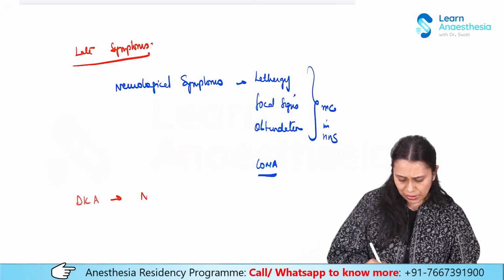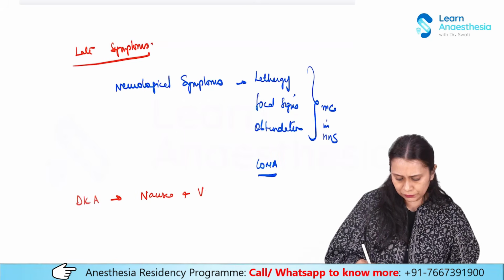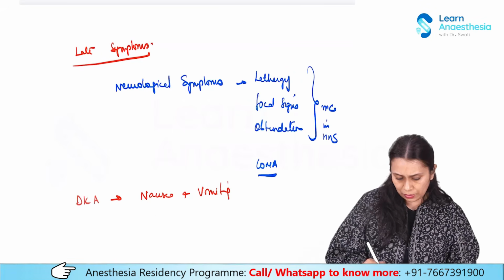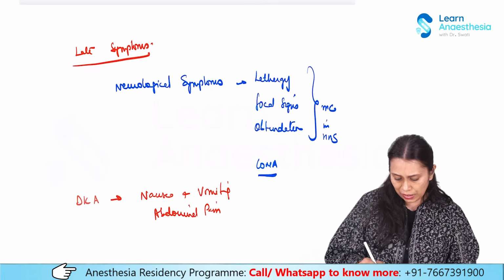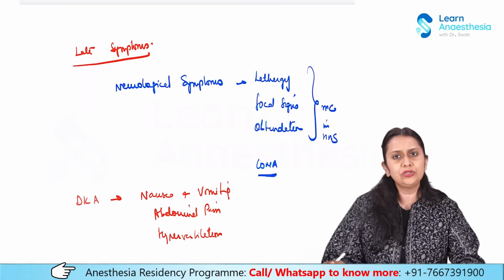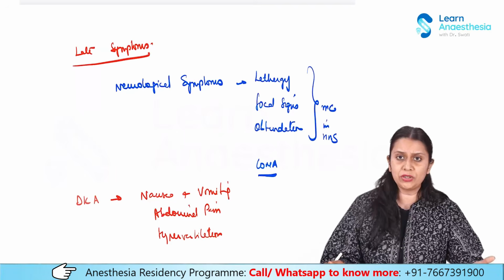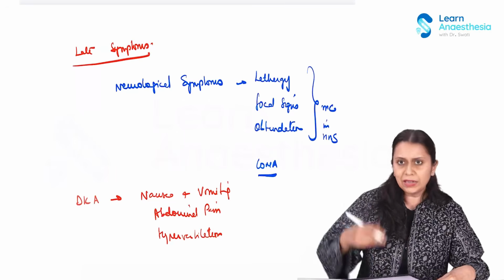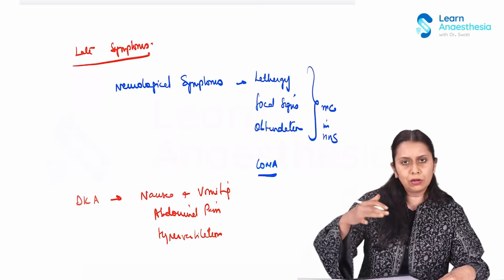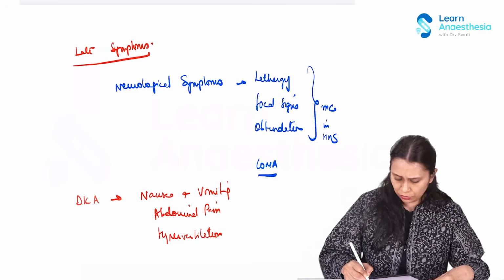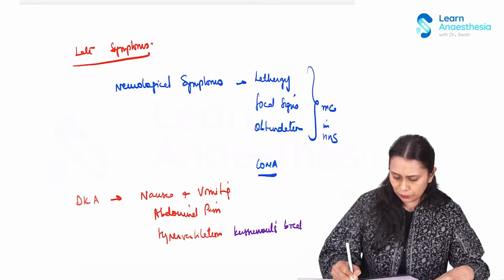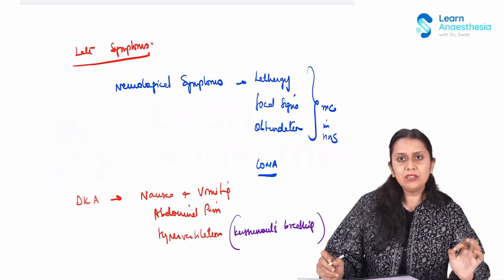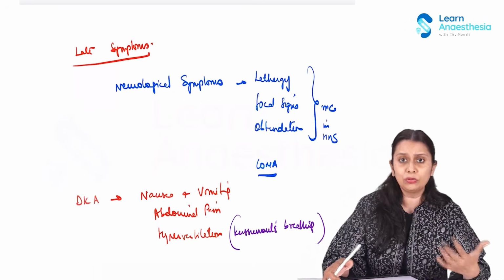The patient may complain of nausea and vomiting, abdominal pain, and they would have hyperventilation. Now, hyperventilation is due to the acidotic state the patient is in, Kussmaul's breathing we call it, that is deep breathing to clear the carbon dioxide from the blood. So, Kussmaul's breathing, right?